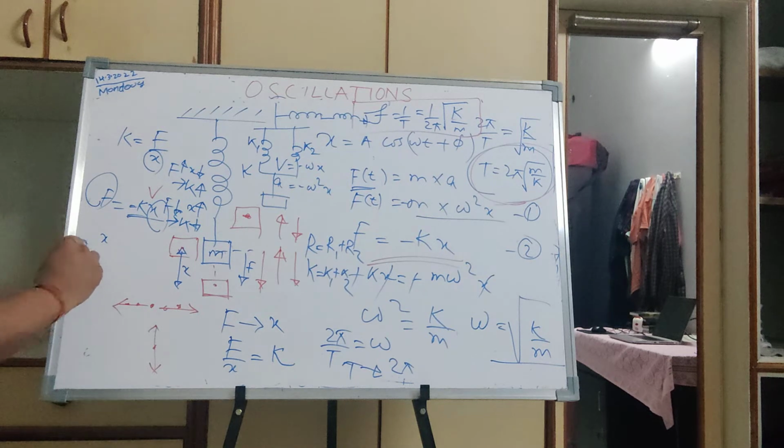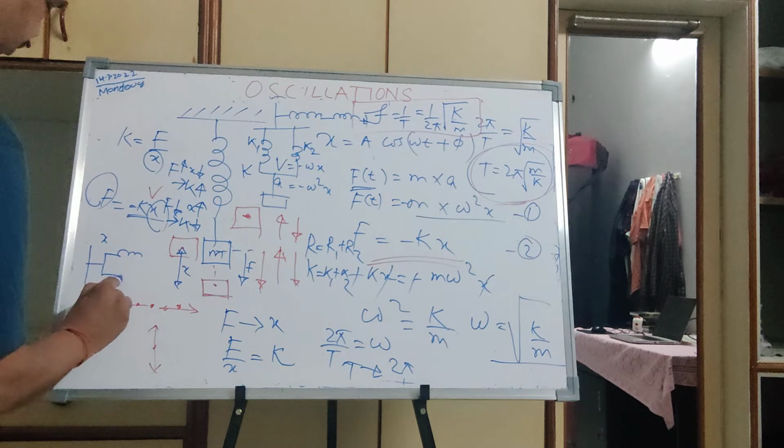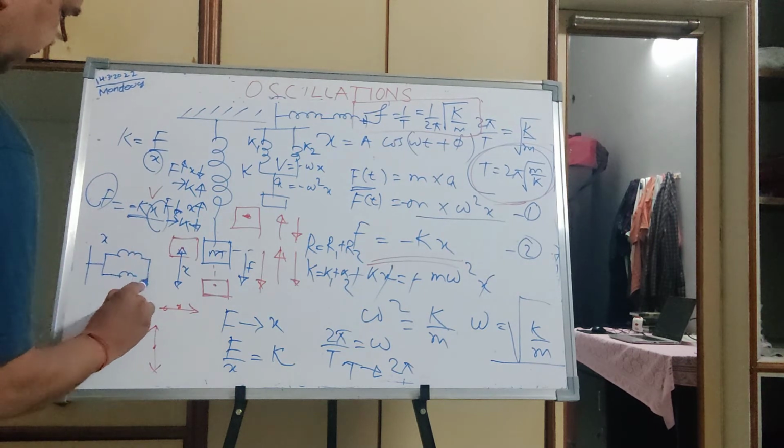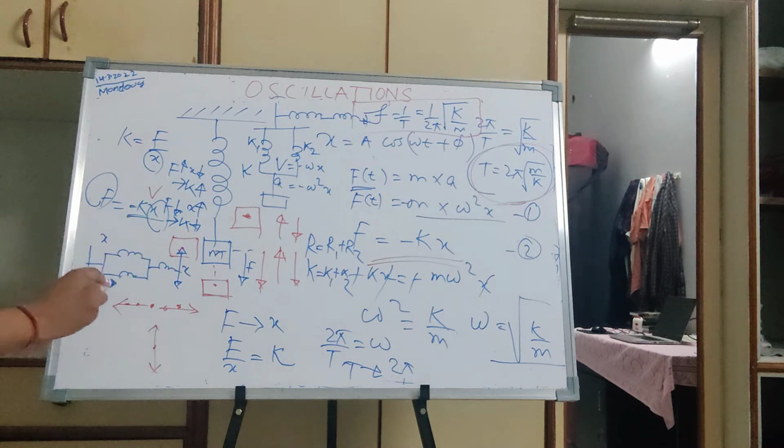Okay, there can be other arrangements also, like let us say you have two springs in parallel like this, and then another spring in series like this. So first you have to solve this and make it one spring, then these two springs will be in series.